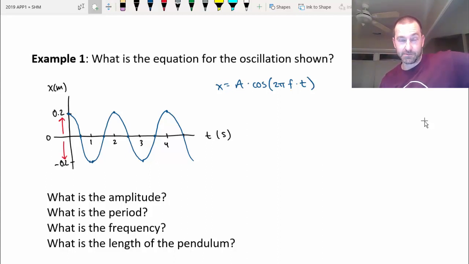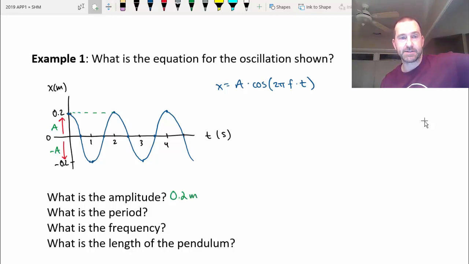Now, amplitude, you just read the graph. Amplitude is the maximum value that you get away from equilibrium. And I've got it labeled there with that red arrow. And then down below, it's technically negative amplitude, but that displacement is the amplitude. So in this case, it would be 0.2 meters.